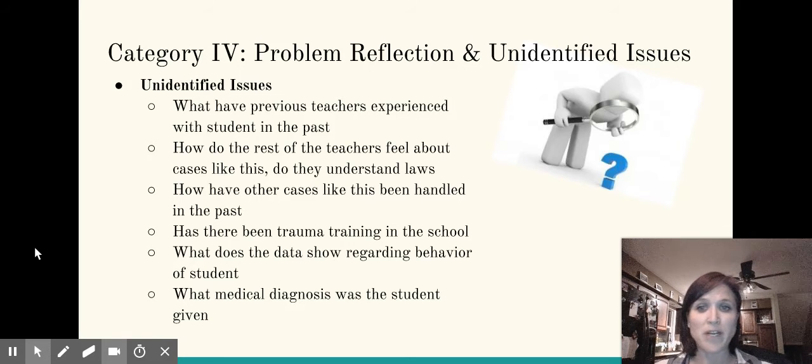And has there been trauma training within the school? If there are behaviors like this happening within the school, there's obviously trauma going on. So teachers need to be taught what that means, what that looks like, and how to handle it within their classroom. What does data show regarding the behavior of the student? Looking at past data, looking at the data now, what is that showing? And is this behavior actually impacting his academics? And then what medical diagnosis was the student given to begin with? That might give a clue as to what's going on with this student and his emotions.